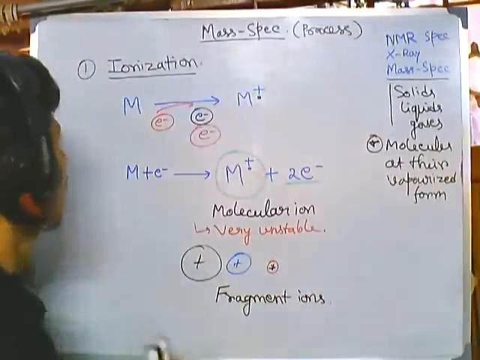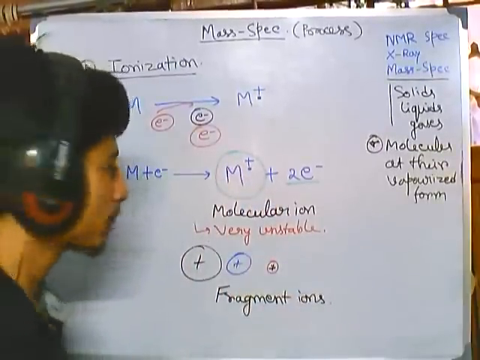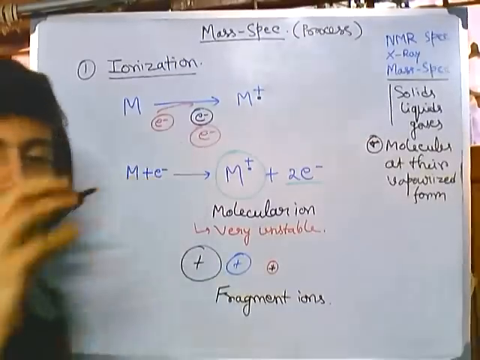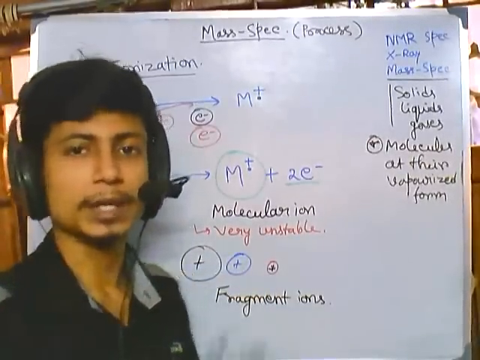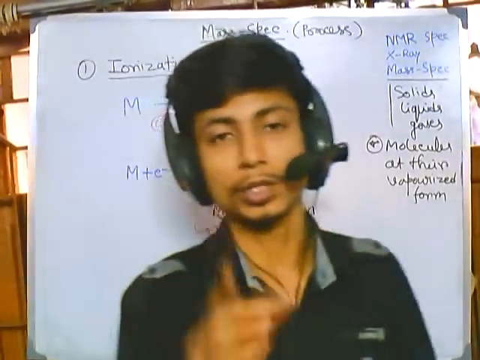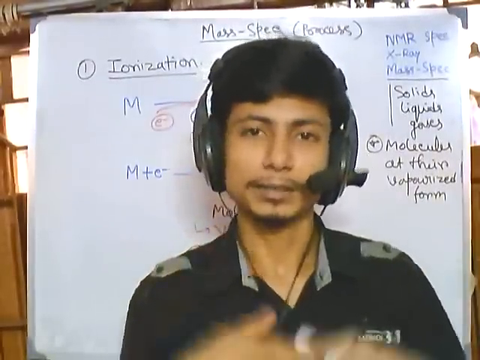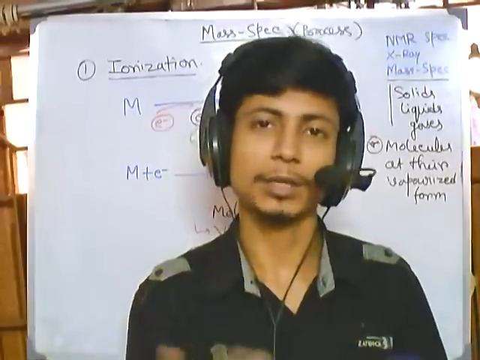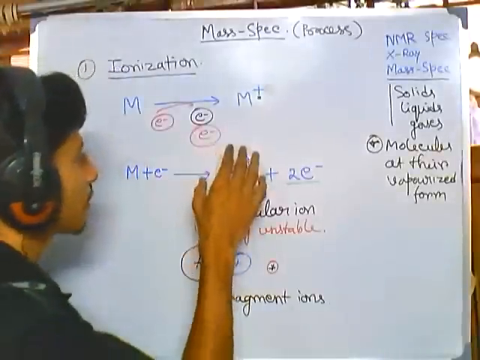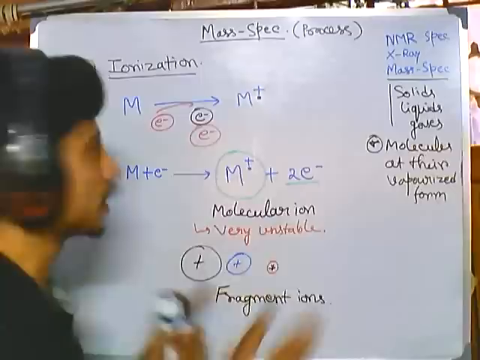So this is the basic thing about ionization and why we need ionization. If we have a molecule whose net charge is zero, then we cannot use this molecule to move in an electric or magnetic field. For any molecule to interact with or move when surrounded by an electric or magnetic field, it must be charged, either positive or negative. So that's why this kind of ion production is very, very important. So this is the first important step of mass spec.